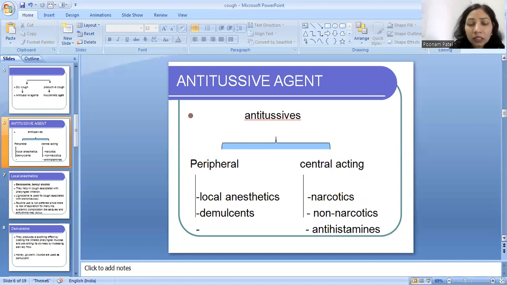Peripherally acting means they decrease the irritation in respiratory passage. They may be local anesthetic or demulcent. Local anesthetics, due to anesthetic property, decrease the irritation, while demulcents have a soothing property on the respiratory mucosa and thus decrease the irritation. Centrally acting drugs generally raise the threshold required to stimulate the cough center and thus suppress the cough. They include narcotics like codeine, pholcodeine, non-narcotic dextromethorphan or noscapine, and antihistamines, diphenhydramine, promethazine.